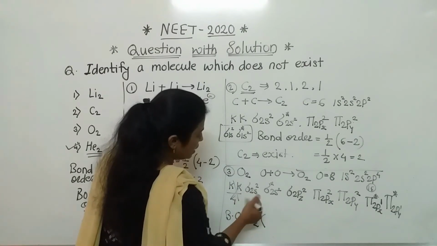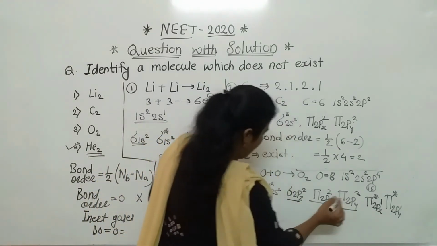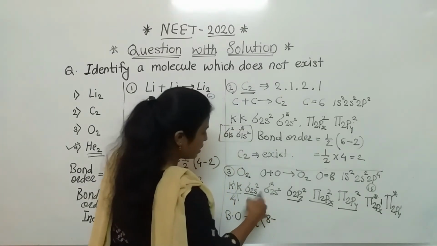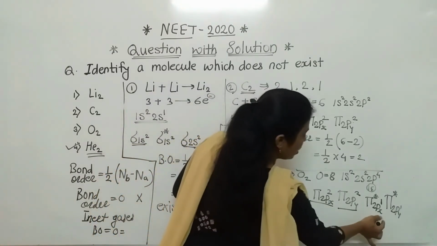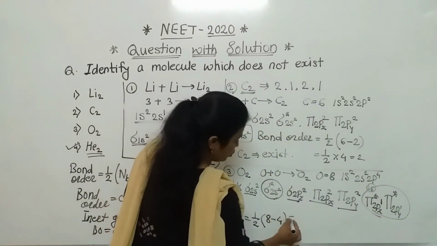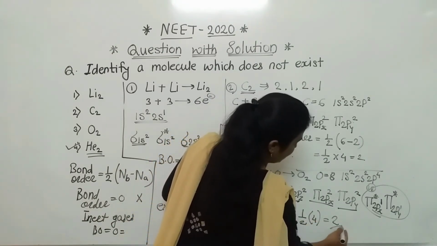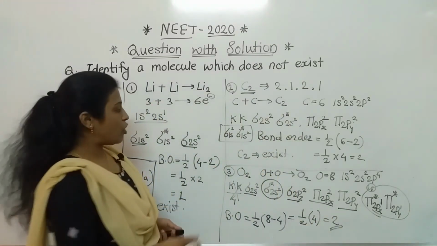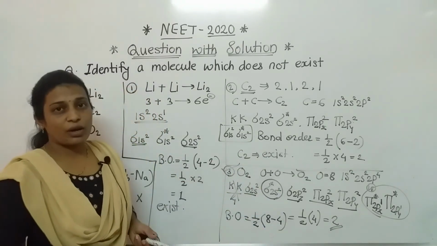For the bonding, here 2 plus 2 is 4, 6, 7, 8. So 8 minus how many electrons are in the antibonding? 2 plus 2 means total number of antibonding electrons is 4. So here 1 by 2 into 4. Here again the answer is 2. So we can say that the oxygen molecule also exists. So here we have completed the third one.